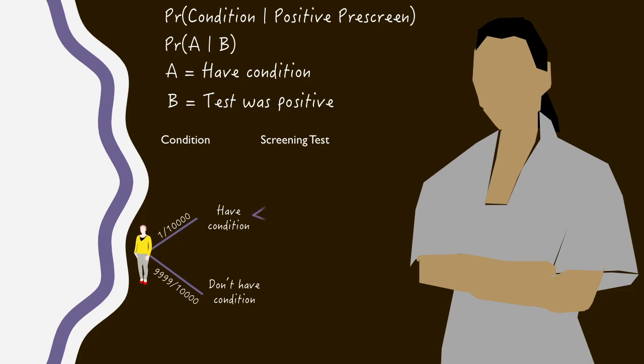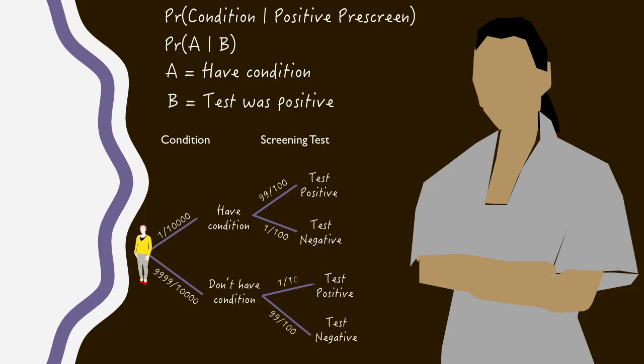So for the people who do have the condition, 99 for every 100 of them will be correctly told that they have tested positive, while 1 out of 100 of them will be told that the screening test came up negative, even though they do have the condition. For those 9,999 out of 10,000 people that don't have the condition, 99% of them will be told that they don't have the condition correctly, but 1% of them will be told that they do have the condition, even though that's not true.